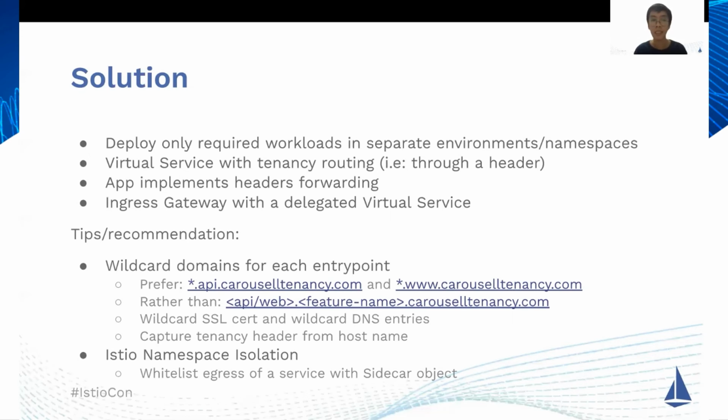And to help with that, we deploy the Envoy filter to capture the tenancy name from the domain that we use. Second recommendation, we also use Istio namespace isolation, basically to improve the performance of our control plane and data plane, so that they will have only a few destination clusters on their sidecar setup.